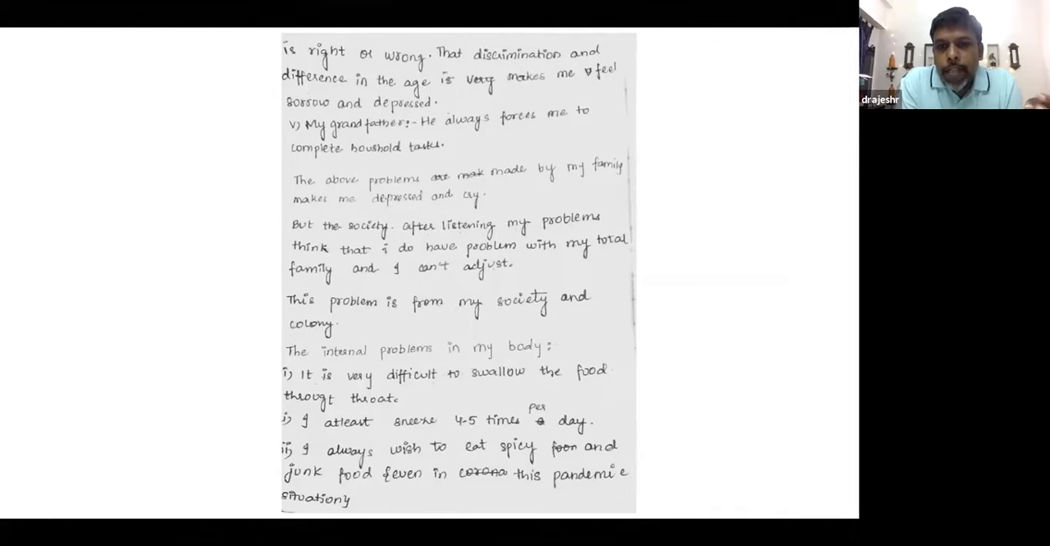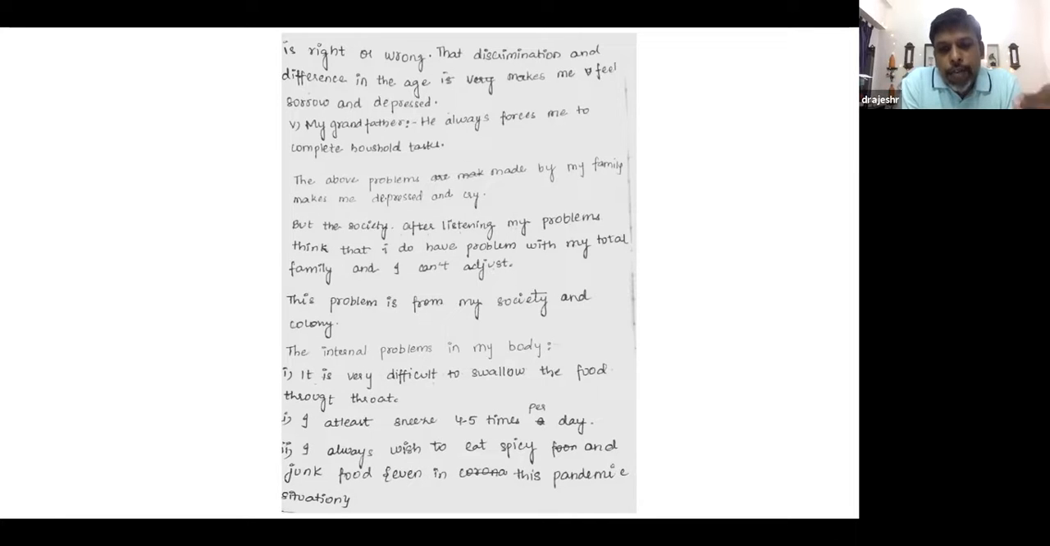But the society, after listening to my problems, thinks that I don't have a problem with my family. So the surroundings, the people who are around them, what they say is like, what to say. The society says that you are probably the only one who is wrong and your family members are right and that you are not adjustable. So again, she is being blamed by the surrounding people and the society.